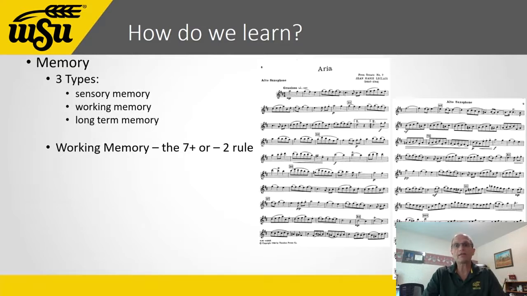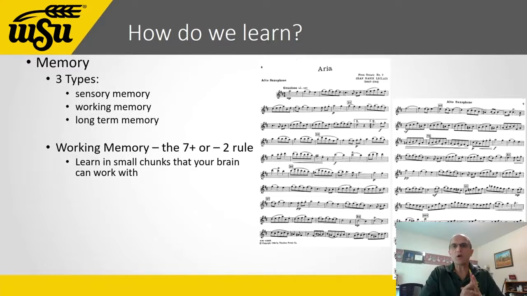Psychologists actually call it the 7 plus or minus 2 rule. You can easily see it at work in music when you think of learning a major scale. If you remember the first time you played a D major scale, you probably thought about the D, then the E, then the F sharp, and G, and A, and B, and C sharp, and D.